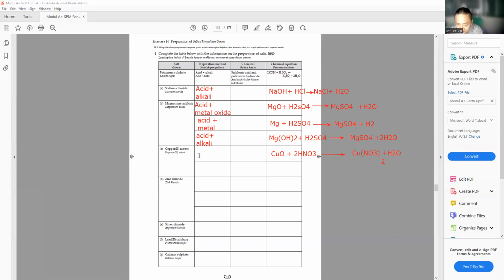Right, this one is acid plus metal oxide. The one that you want is metal oxide. Then you can have acid and alkali, acid and carbonate, acid and metal, and so on. Neutralization or what? I skip one. Zinc correct.